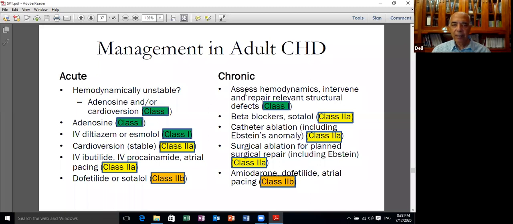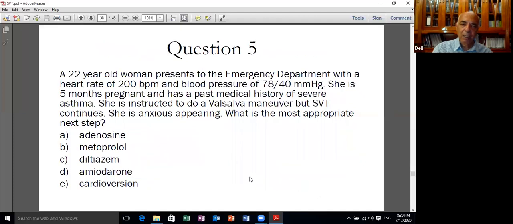On a chronic basis, assess the hemodynamics and repair the hemodynamic and structural abnormality which is present. Consider a beta blocker or class 3. If you have Ebstein's anomaly, catheter ablation or surgical ablation. Many of these patients after surgery have a pacemaker situated in, so with overdrive pacing you can get rid of this situation. So this is an important point which falls in the domain of adult cardiology.